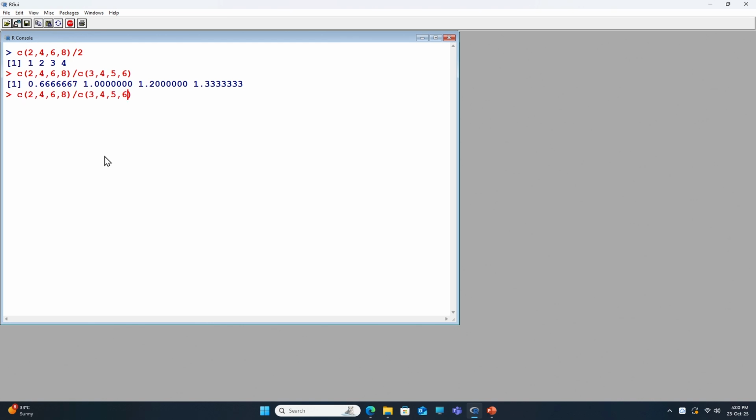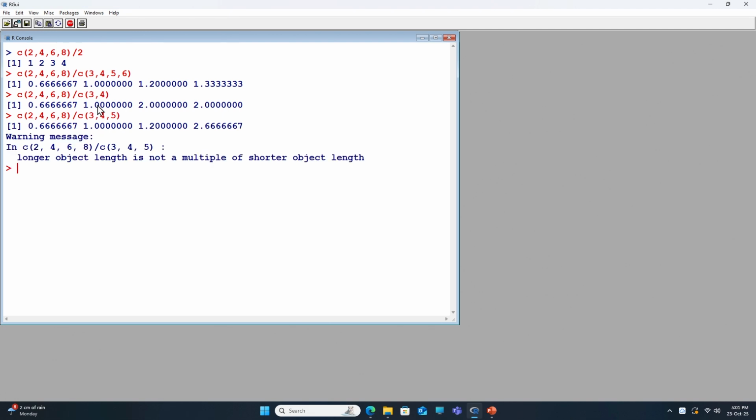And then if you make the data length shorter but an exact multiple of the longer length, then it will happen like this: 2 and 4 will be divided by 3 and 4 respectively, and then again 6 and 8 will be divided by 3 and 4 respectively. And if you make the second data vector length 3, which is not an exact multiple of the first data vector, then the first 3 places are divided by the first 3 places of the second data vector, and after that 8 will be divided by 3, but then there are no more elements, so there will be a warning message.